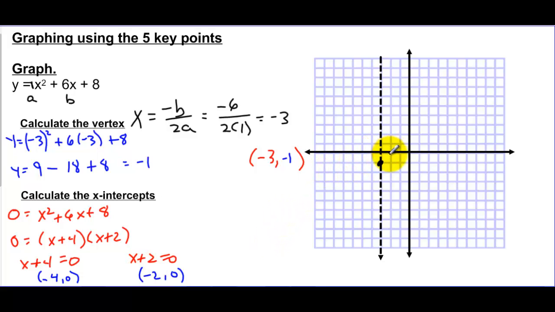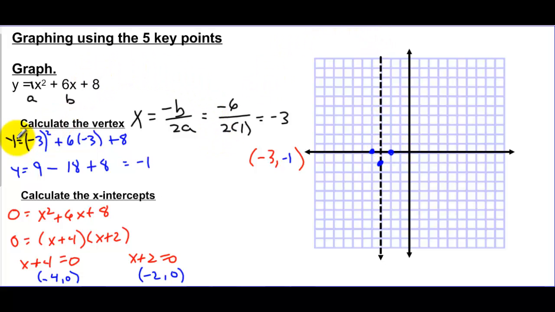And if you notice, negative 2, 0 and negative 4, 0 are exactly 1 unit away. So I'm keeping that symmetry that we talked about. We said half of the points are going to be on the right and half on the left. And that actually happens with my x-intercepts. One's 1 unit to the right, the other is 1 unit to the left, and that's good. That means that I'm on the right track.